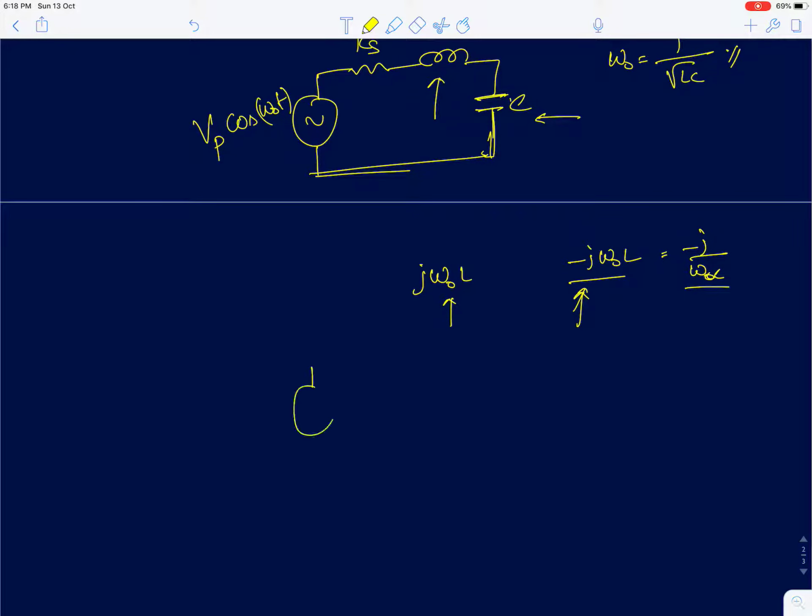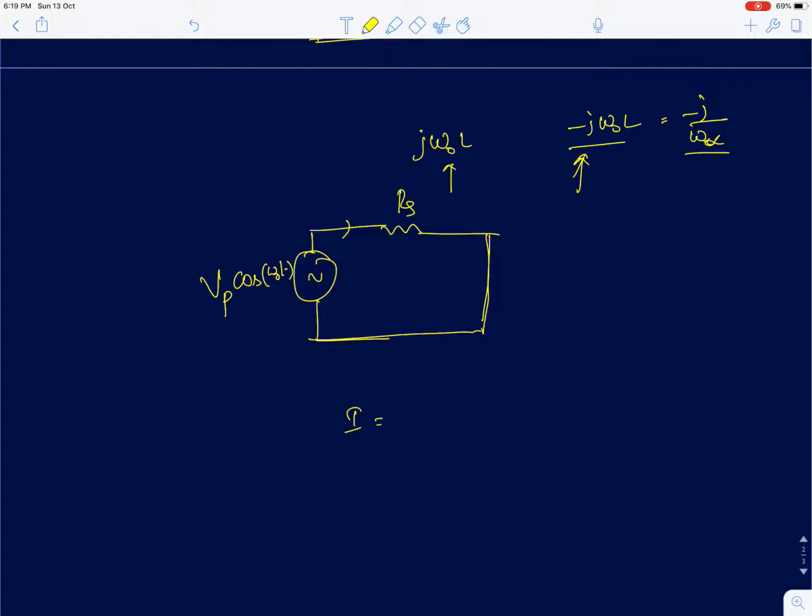So we said at the resonant frequency both the inductor and capacitor will behave like a short circuit. It's just going to behave like a short circuit, and the voltage source will only see the resistor. So the current flowing in this circuit will simply be Vp by Rs into cos omega naught t.